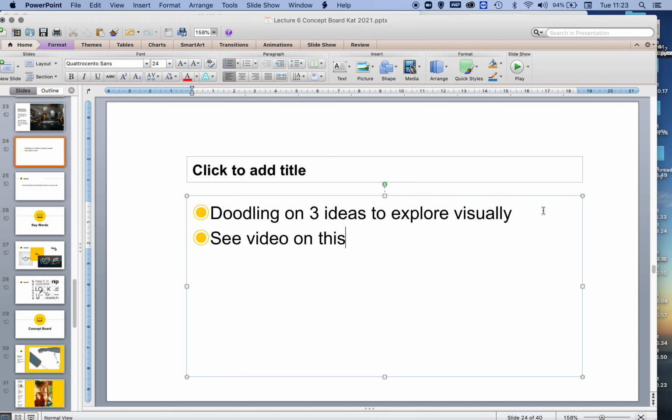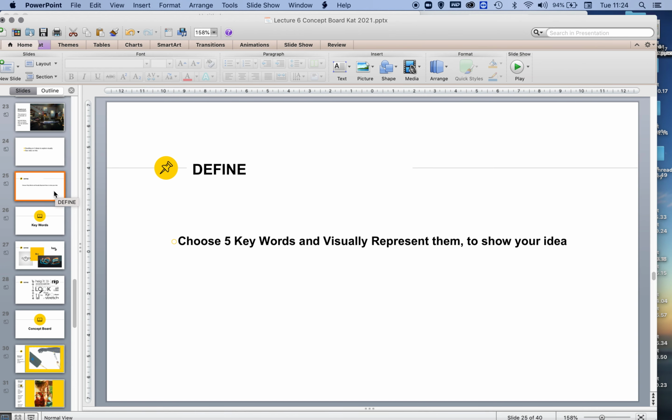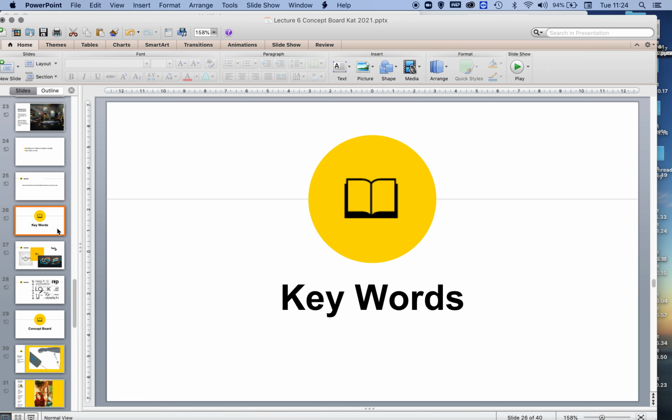Okay. So the very first thing you'll do will be doodling on 3 ideas to explore some ideas for patterns visually. And so the first thing that you should do is see the video on this. Then the first thing that we'll do after that is the keywords. So choose 5 keywords and visually represent them to show your idea.